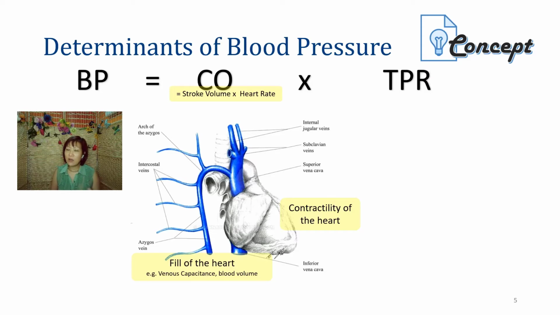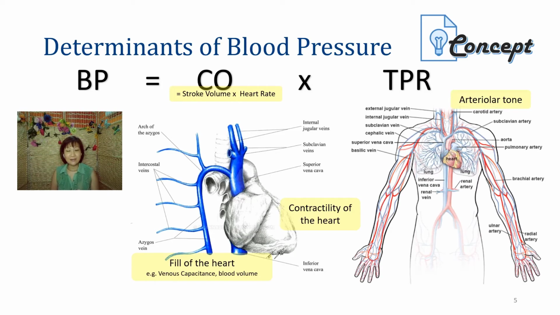So essentially, on the other side, where the TPR is concerned, this is a measure of the resistance of your peripheral arterial tone, right? So the more constricted your arterioles are, the more likely your TPR is raised, and therefore your blood pressure is also high. And so this is the background on which we will be talking about drugs.